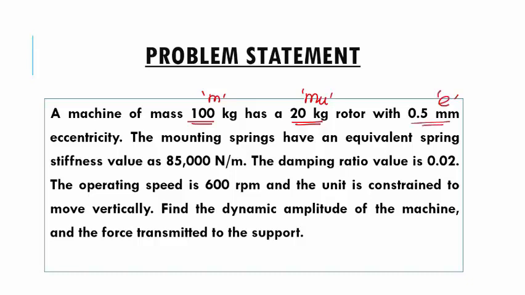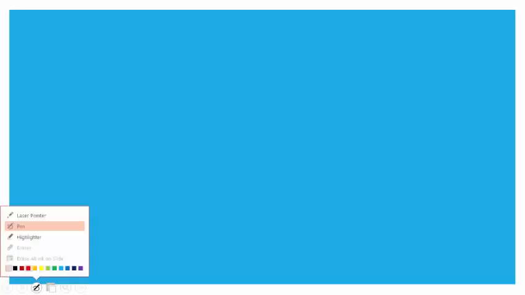The mounting springs have an equivalent spring stiffness value of 85,000 Newton per meter. So this is the stiffness value. The damping ratio value is 0.02. The operating speed is 600 rpm and the unit is constrained to move vertically. Find the dynamic amplitude of the machine and the force transmitted to the support. So we can note down the data given in the problem.